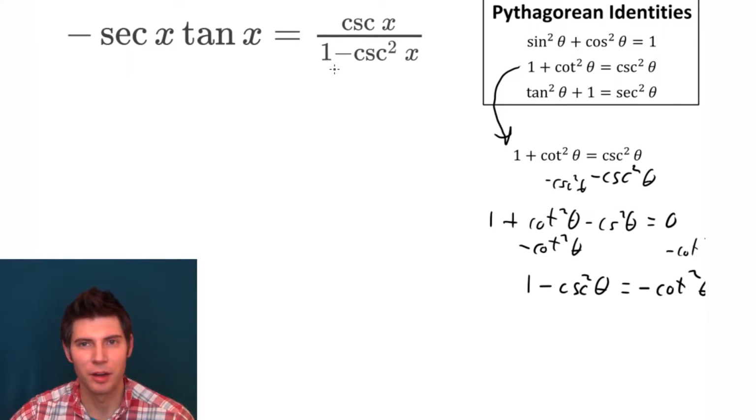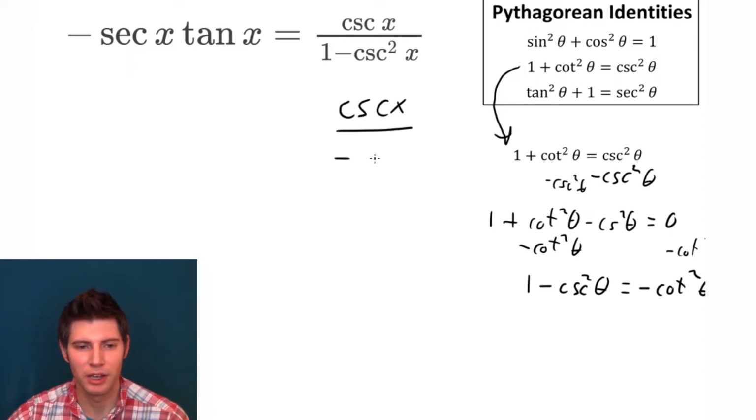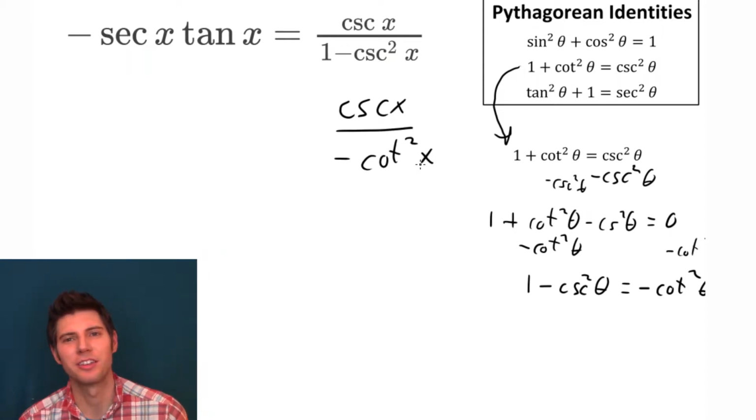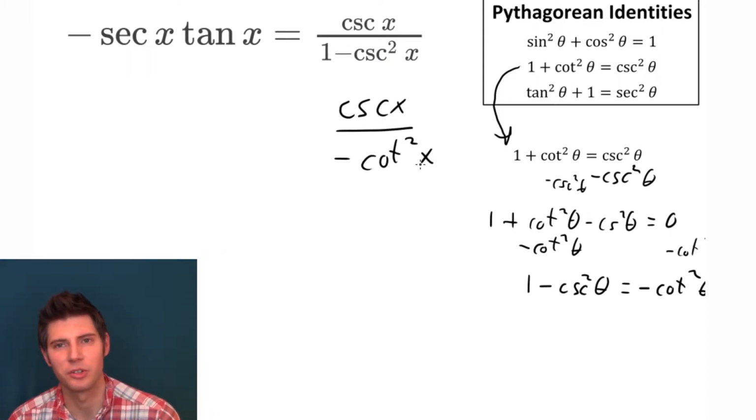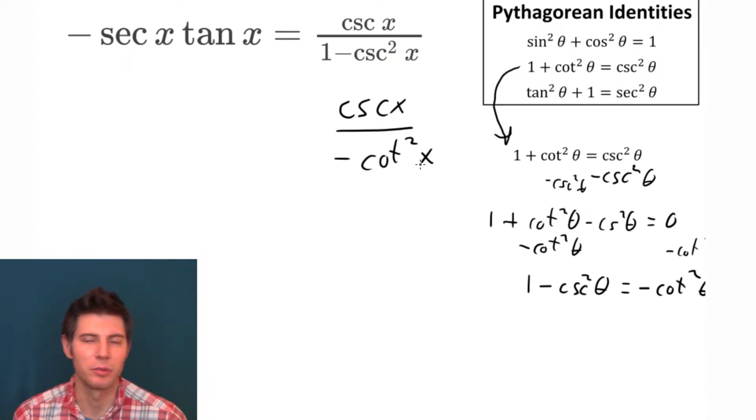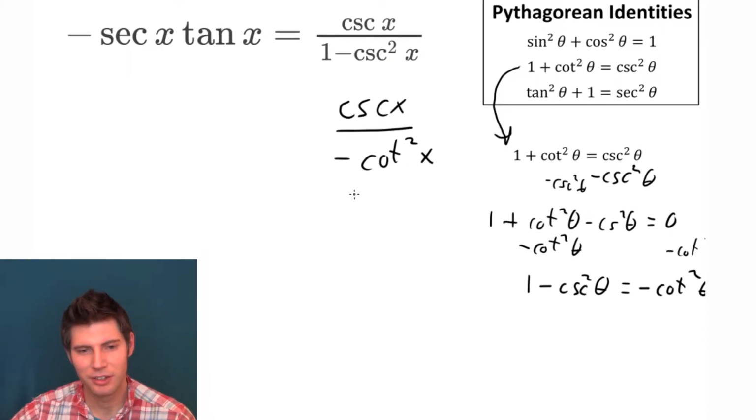So now for this denominator, I'm going to plug in negative cotangent squared theta. So the cosecant's still there, divided by negative cotangent squared. For the next step, let's just rewrite everything in terms of sine and cosine, simplify stuff, and then we'll make it look like the other side.